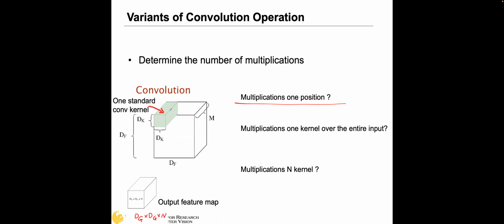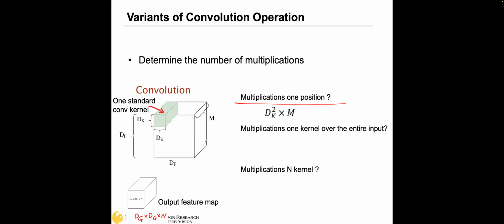Between dk by m multiplication. So that's dk squared by m, right? Because this is the kernel size we have, and we have m channels. If we look at each channel, we have to do the element-wise multiplication. Because of the spatial resolution dk by dk, we have dk squared multiplications for each channel, then we have m channels. So that's dk squared times m multiplications, okay?